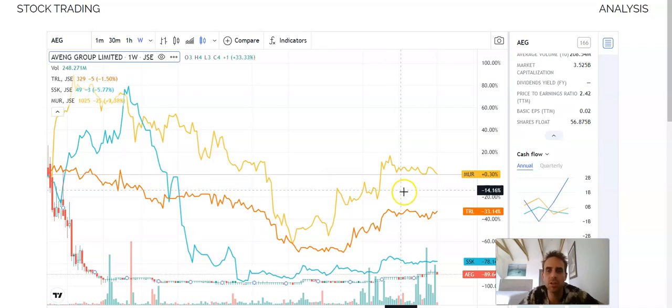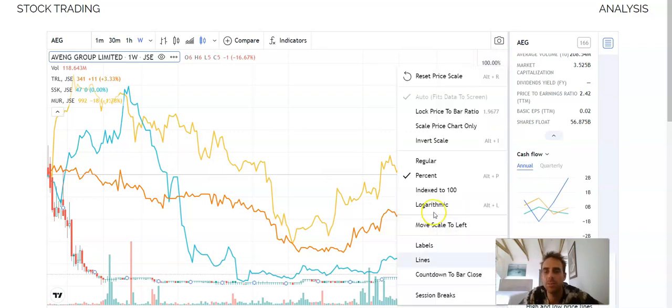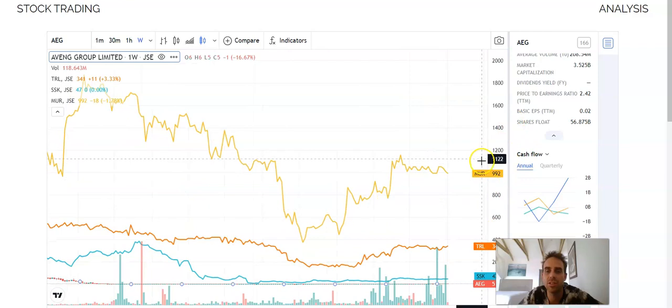So let me just take a look at its charts. And what I've done is I've put Murray & Roberts on the same chart, as well as Trellidor, which are some of its competitors, Stefanutti Stocks, SSK, and then AEG at the bottom. This is currently the percentage move, regular, so this is its share price. So we see Murray & Roberts is trading with the highest price. We see Trellidor, Stefanutti Stocks, AEG, and we can see both Stefanutti Stocks and AEG flatlining in share price, which is never a good sign.